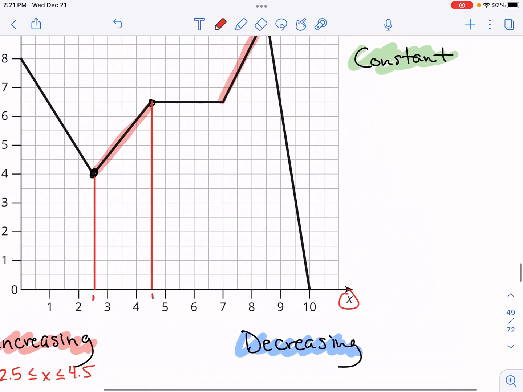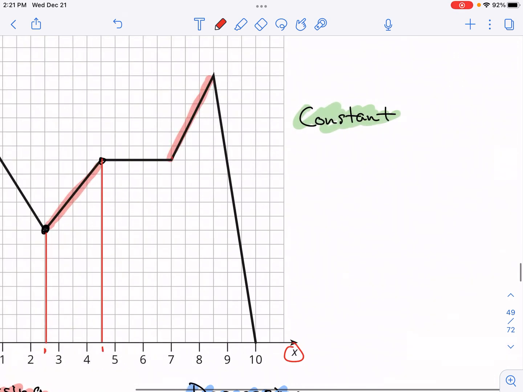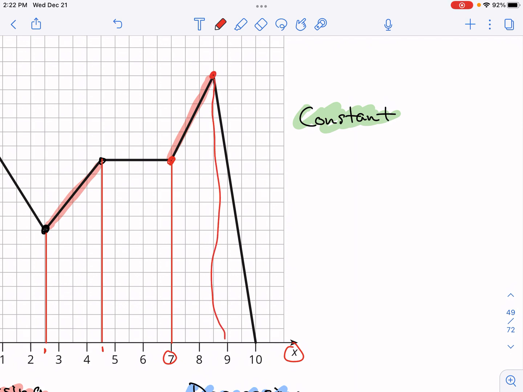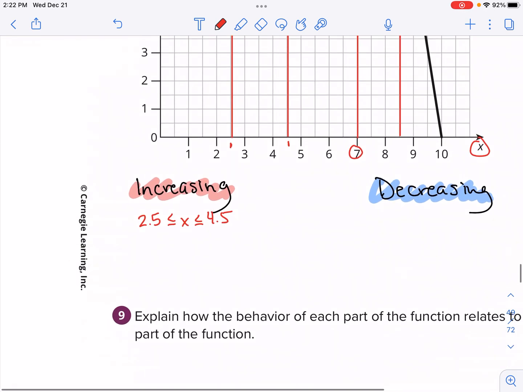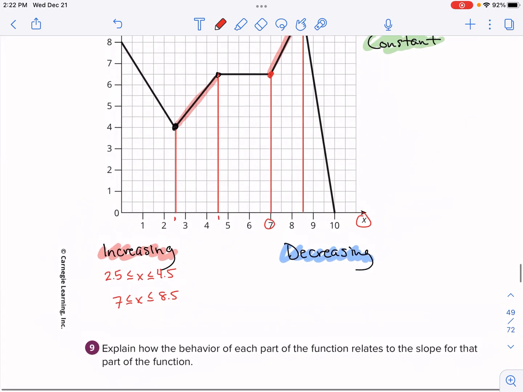Okay. And then let's also do the other part. So we're going to go to the other red part. So right here, let's drop a vertical line. That is at 7. And here, this apex or local maximum, that looks like 8.5. Okay, so 7 to 8.5. So we'll start with 7, less than or equal to x, less than or equal to 8.5. All right, good. So those were the increasing portions.